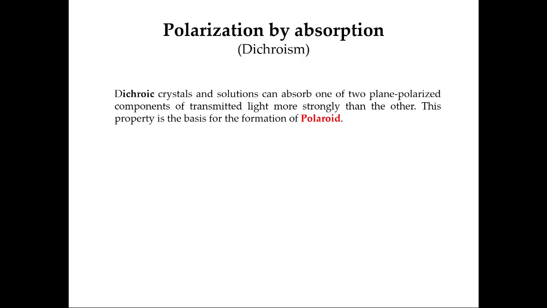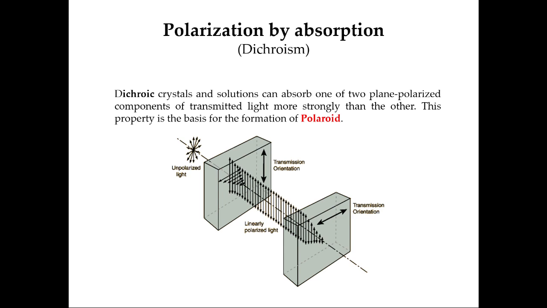The next method is polarization by selective absorption. It is also known as dichroism. In nature, there are some materials, the crystals or solutions of which can absorb one of the two plane polarized components of transmitted light more strongly than the other. This property is known as dichroism, and it is the basis for the formation of polaroids.